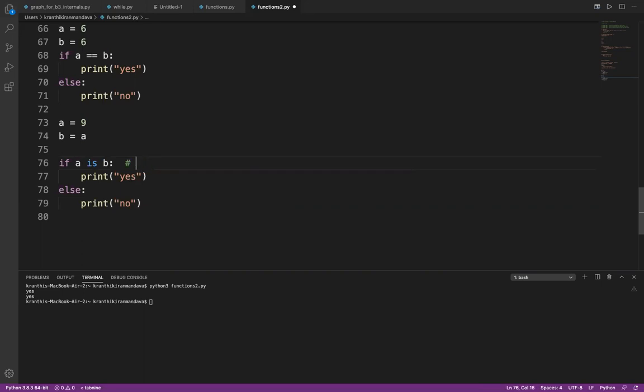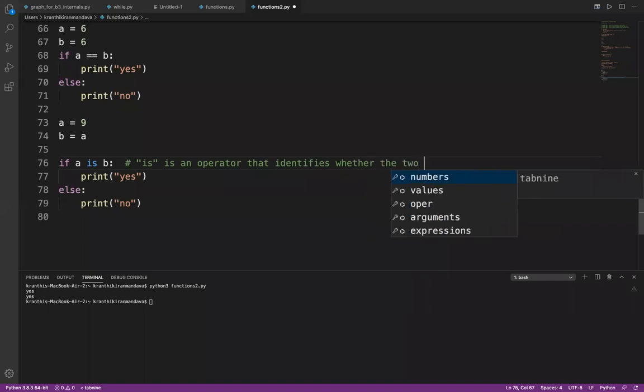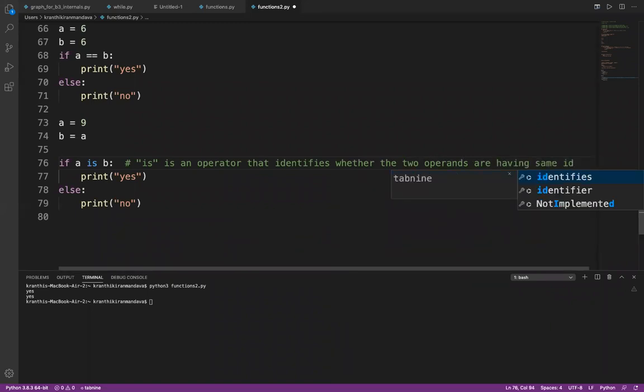So I will say, is is an operator that identifies whether the two operands are having the same identity.